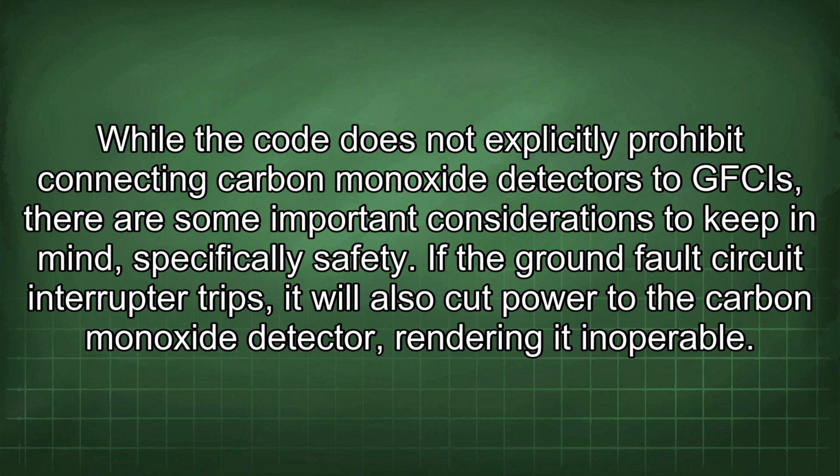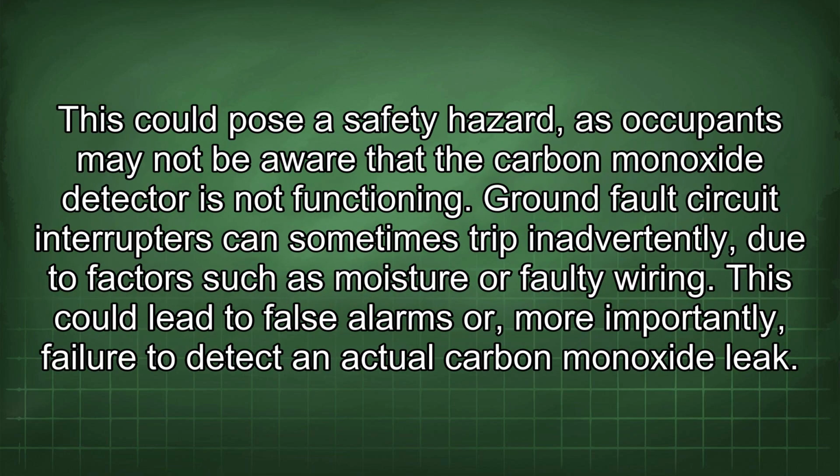While the code does not explicitly prohibit connecting carbon monoxide detectors to GFCIs, there are some important considerations to keep in mind, specifically safety. If the ground fault circuit interrupter trips, it will also cut power to the carbon monoxide detector, rendering it inoperable. This could pose a safety hazard, as occupants may not be aware that the carbon monoxide detector is not functioning. Ground fault circuit interrupters can sometimes trip inadvertently due to factors such as moisture or faulty wiring. This could lead to false alarms or, more importantly, failure to detect an actual carbon monoxide leak.